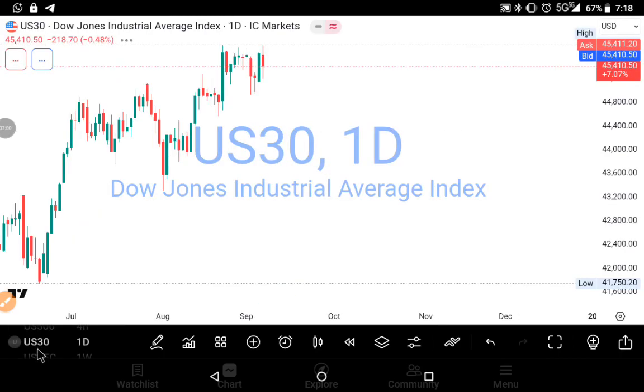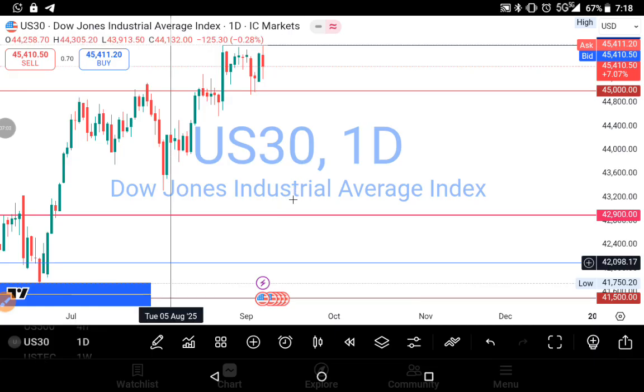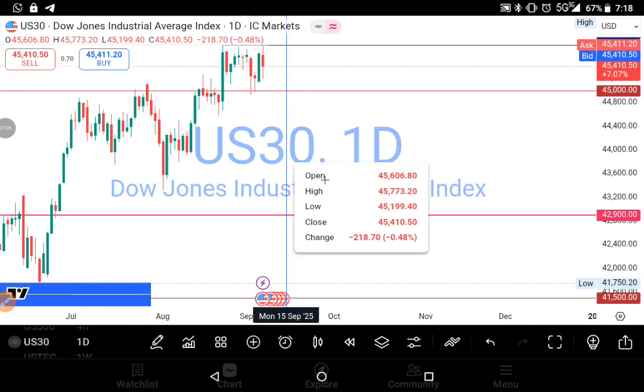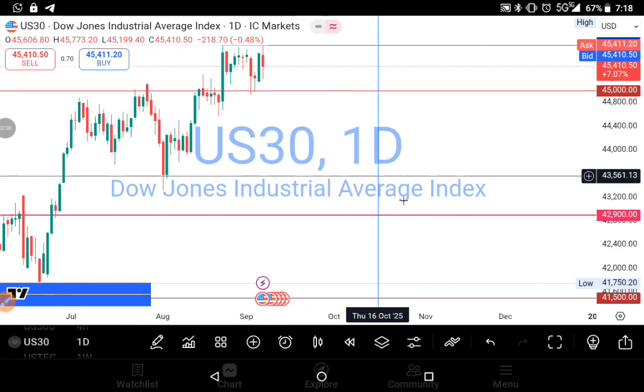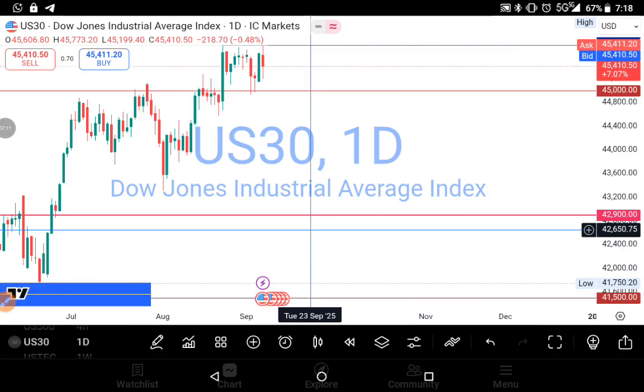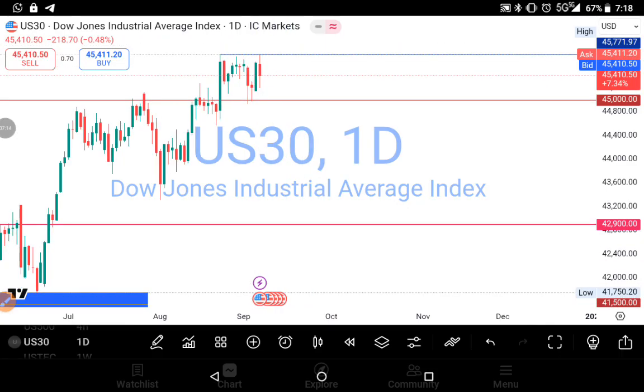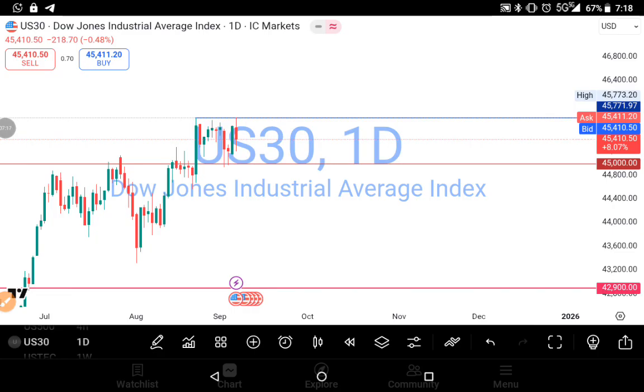Now to Dow futures. Last week I said as long as the market price stays above 45,000, I'm still interested in going higher. So I will be sticking to that same bias as long as 45,000 remains a support to the price. Then we should be able to see these two levels being taken. This high here and this high here. Those two levels look too clean. They are kind of a liquidity pool area.